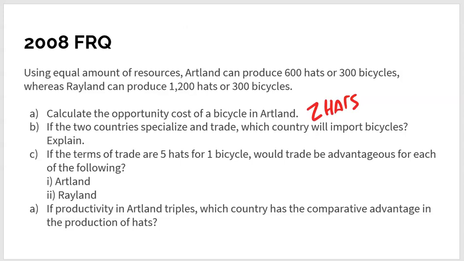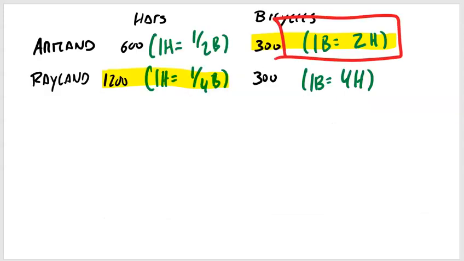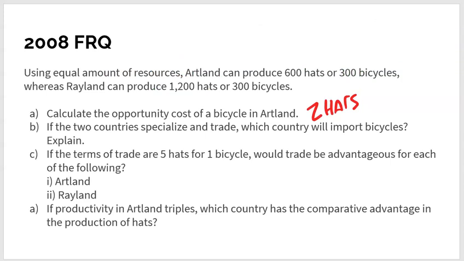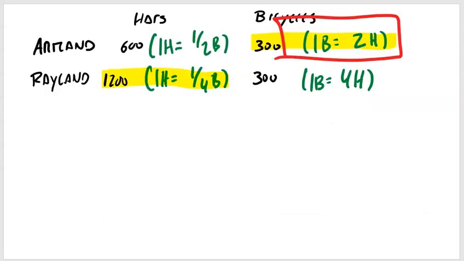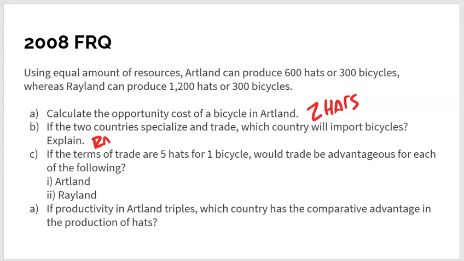Part B. If the two countries specialize and trade, which country will import bicycles? Explain. Well, yet again, let's go back to the chart that we did. Here we said that Rayland has the comparative advantage in the production of hats. So they're going to specialize and solely produce hats. Artland has the comparative advantage in the production of bicycles. So Artland is going to specialize and only produce bicycles here. So if our question is asking us which country will import bicycles, the correct answer here is Rayland.